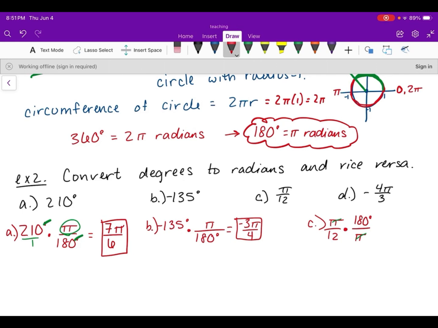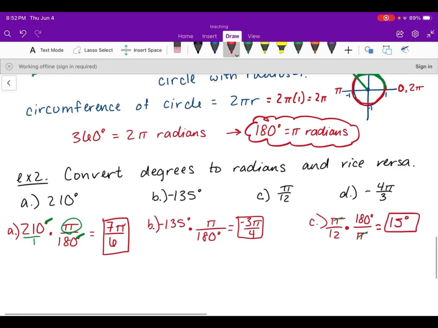And now at the top, I'll be left with my degree symbol. So that's a good thing. That means I've moved to degrees. This is going to give me 15 degrees. So here I'm doing 180 divided by 12, and I get 15. Part D, I have negative 4 pi over 3 times 180 degrees over pi. I get negative 240 degrees for this one.